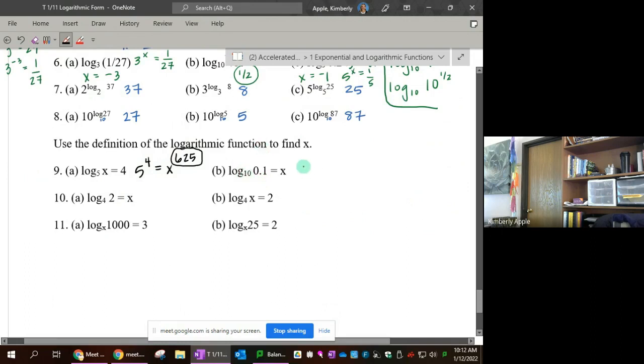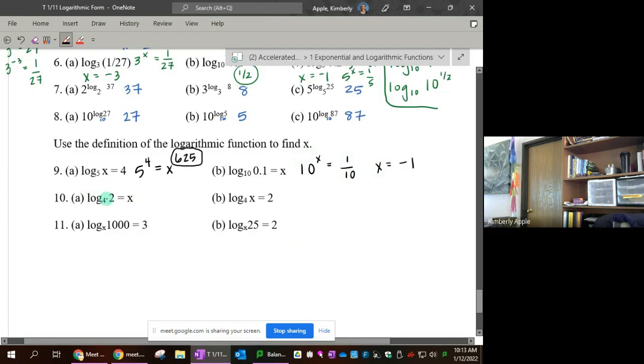Okay, let's rewrite this one. This would be 10 to some power is equal to 0.1. 0.1 as a fraction is what? 1/10. So 1 over 10. So x needs to be what? -1. Because 10 to the 1 is 10. Adding the negative will drop it down into the denominator and give me 1 over 10.